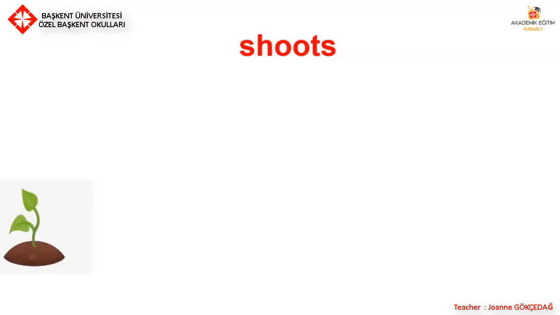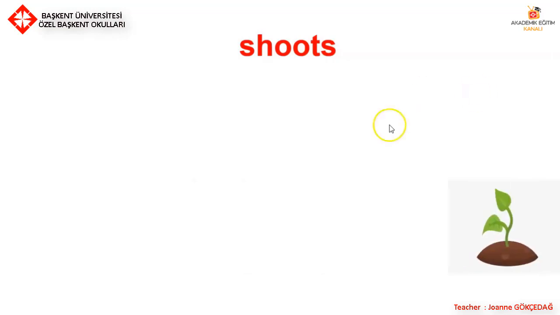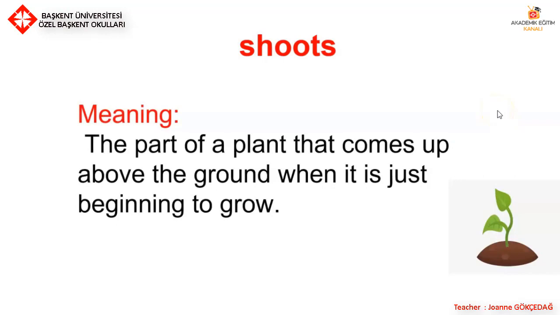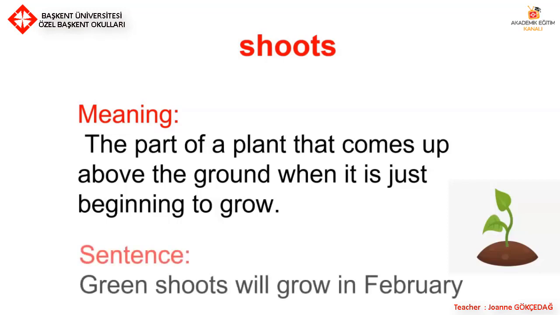Shoots. If you look at this picture, you're looking at the plant, it's now coming out of the ground. So the part of a plant that comes up above the ground when it is just beginning to grow. Sentence, green shoots will grow in February.